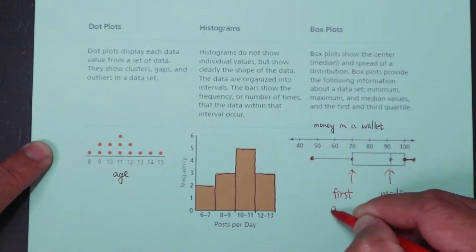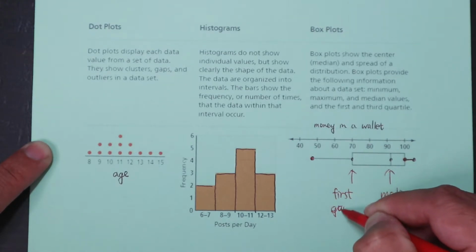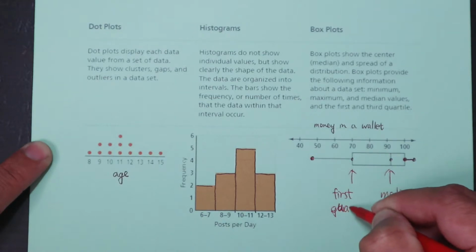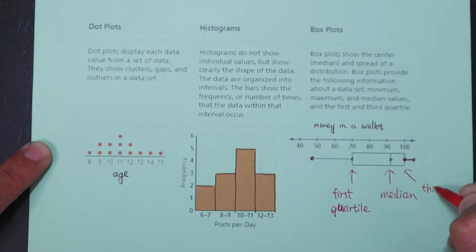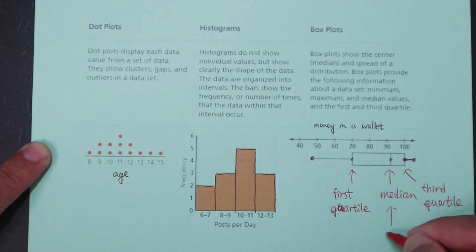And this number is called the first quartile, and that's a U right there, Q-U-A-R-T-I-L-E, and then this is called the third quartile. Okay, we're just going to write these words down. And the median is sometimes called the second quartile. Okay, now why are they called quartiles?